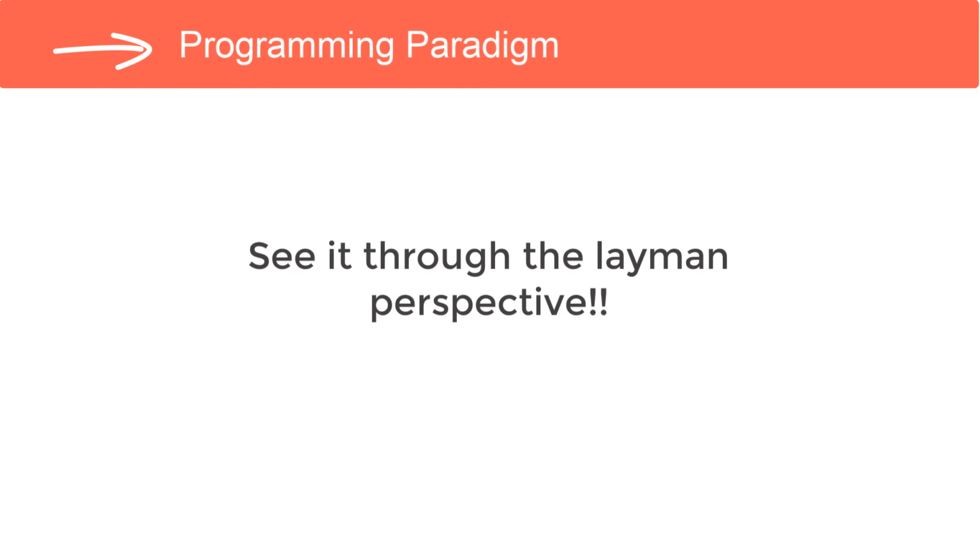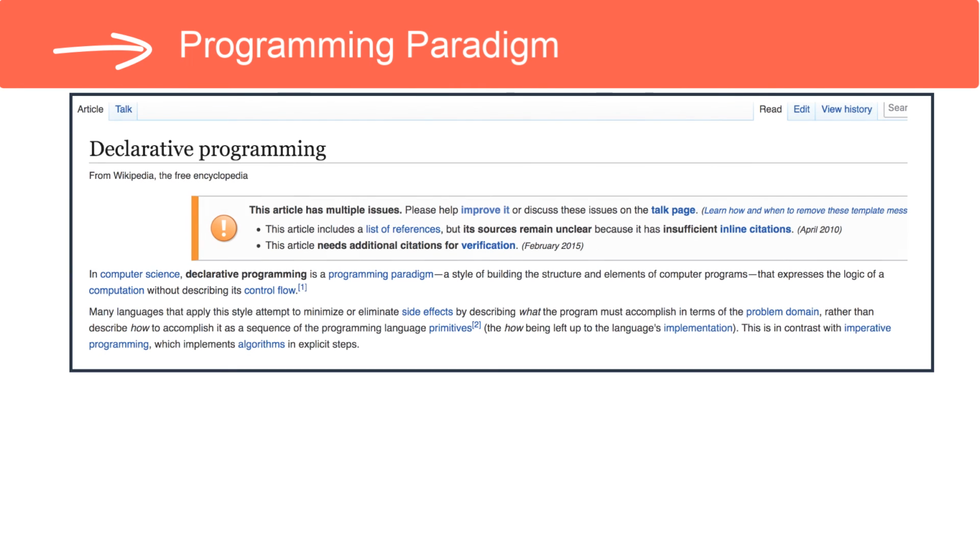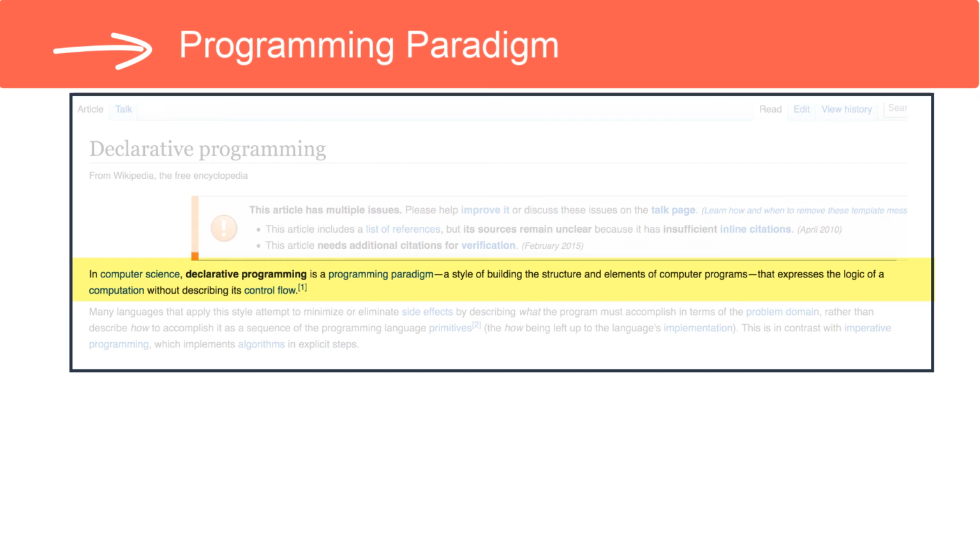Now let's look at the definition from the internet. So here it is Wikipedia page of declarative programming paradigm. It says declarative programming is a programming paradigm, a style of building the structure and elements of computer programs that expresses the logic of computation without describing its control flow. Since you have already gone through the real world examples, so you must be able to decode this definition. As it says, it just expresses the logic of computation without describing its control flow.